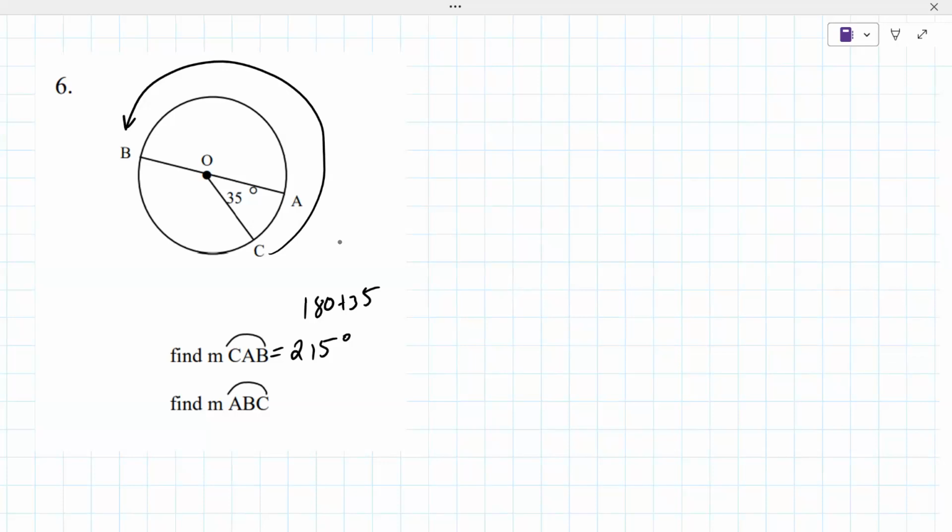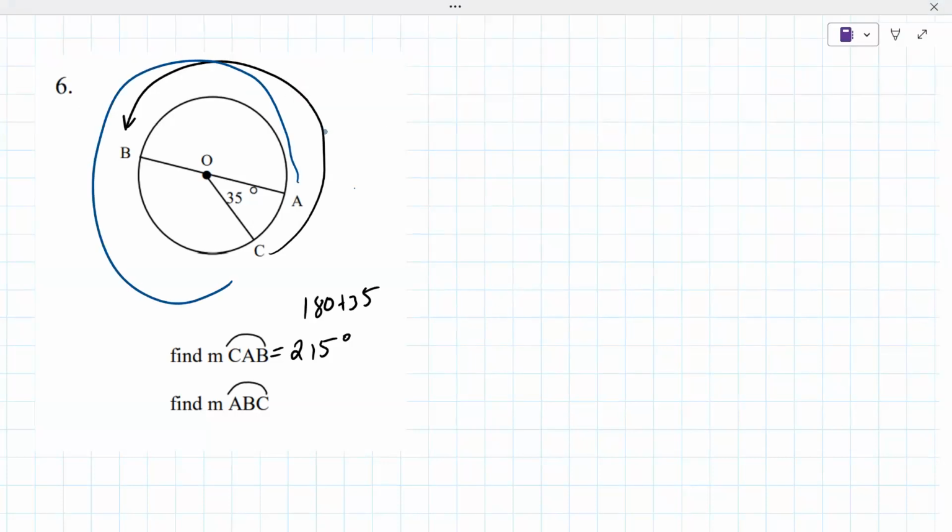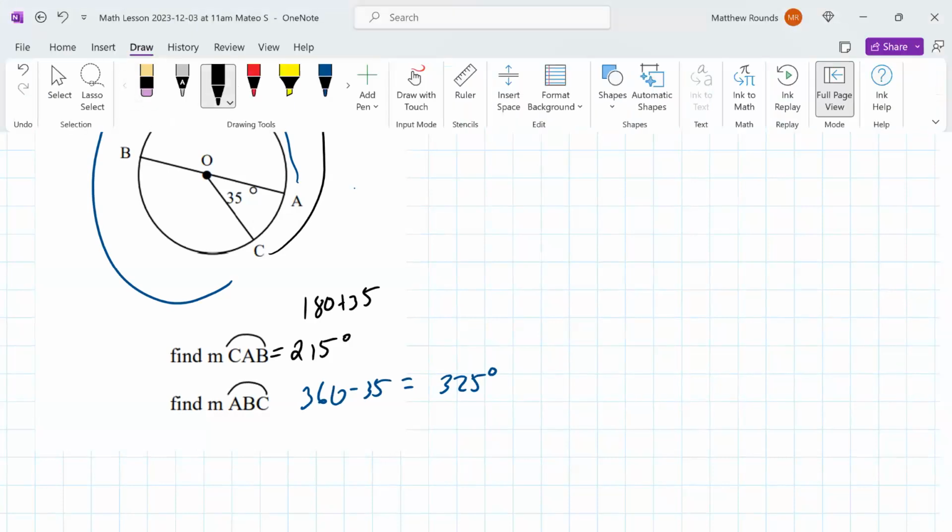ABC is 325. Yeah, it's like 360 minus 35. Okay, good. So you can see that they're not as simple as just, oh, it's that number or that number, right? Yeah, that's true. There's a little bit more to it. Okay, so we'll do a couple more complicated ones here.